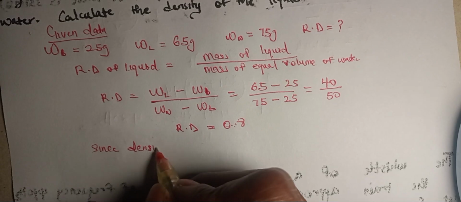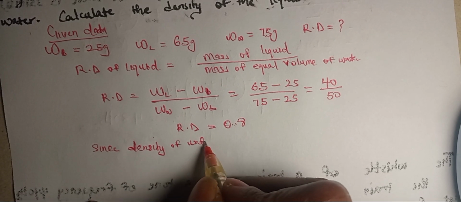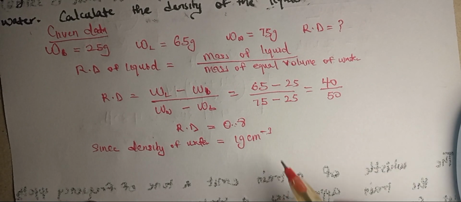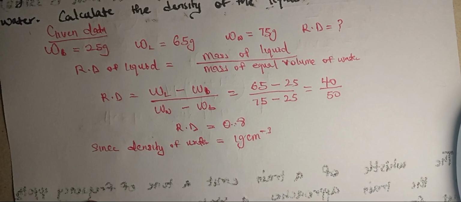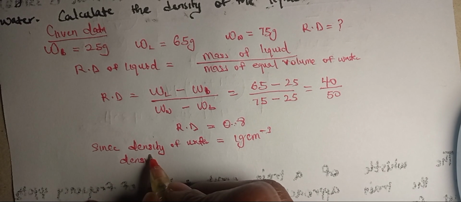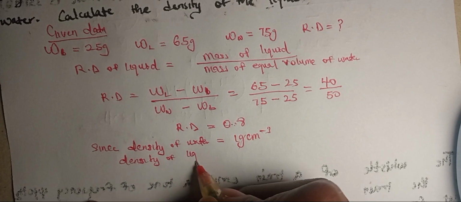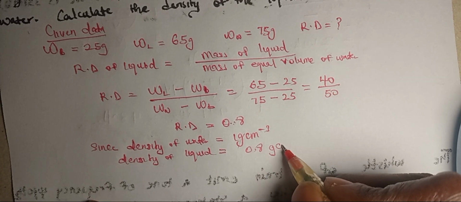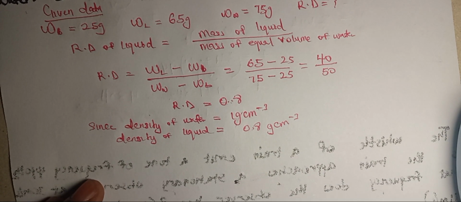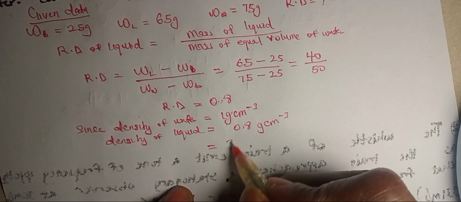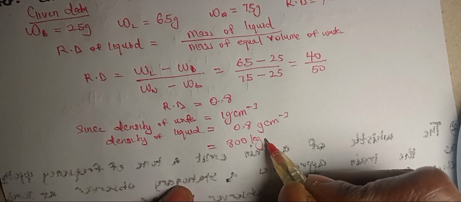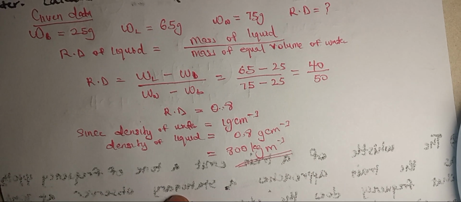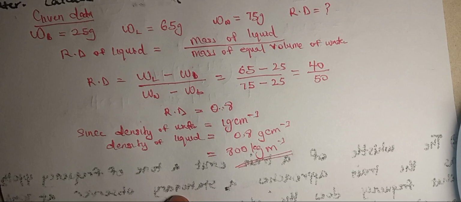So let's now say that since the density of water equals 1 gram per centimeter cube, that is the mass divided by the volume, the density of the liquid is 0.8 gram per centimeter cube. So we can have it like this to be equal to 800 kilogram per meter cube. So our final answer is going to be 800, just like we multiplied it by 1000.